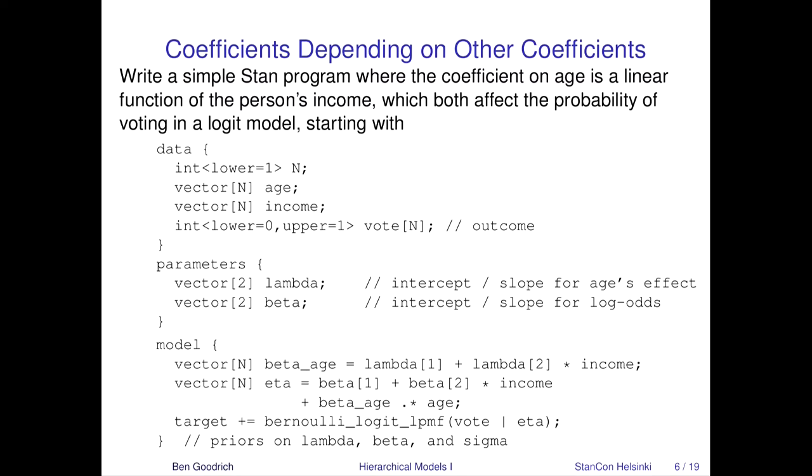Why is it that in the model, in the first line there is a multiplication, and in the second line there is also a dot multiply? Oh, why is there a dot here? Yes. So the dot star is the syntax for element-wise multiplication. We have a long vector of size n for beta age and a vector of size n for age, and we want to multiply them together. The regular star is scalar times vector, and so it has a different notation.